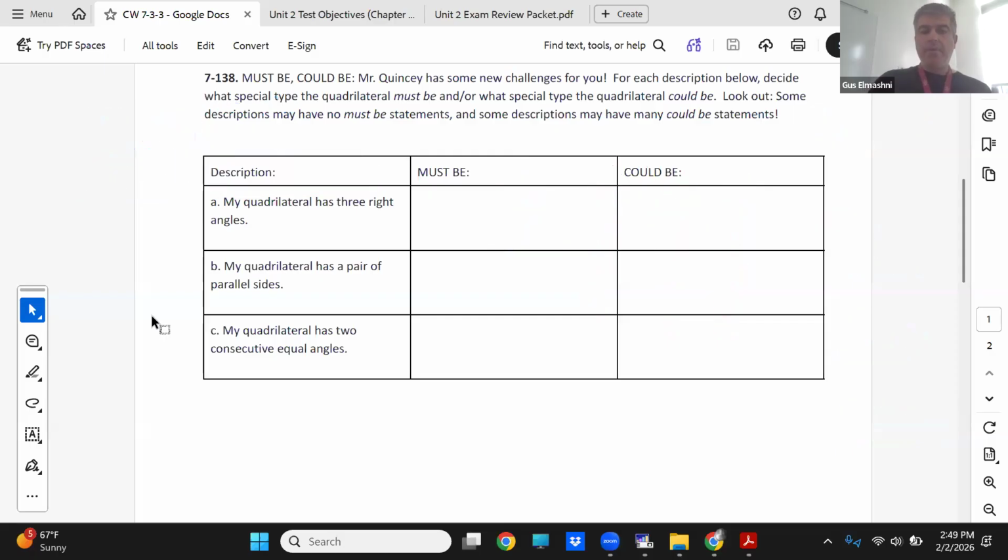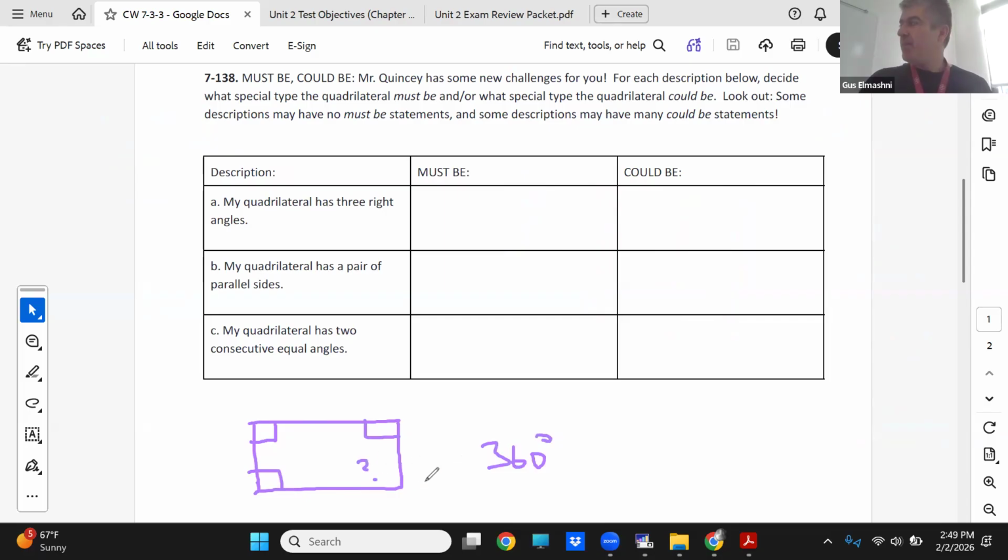Okay, must be, could be. My quadrilateral has three right angles. Well, if you have three right angles, what does it mean about the fourth angle? It's also a right angle, right? You only have 360 degrees, right? It still has to be a right angle. So, of course, you're going to have four right angles.